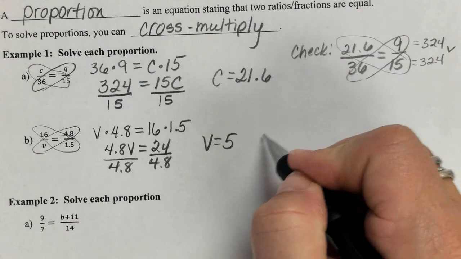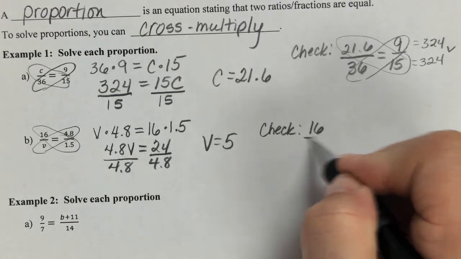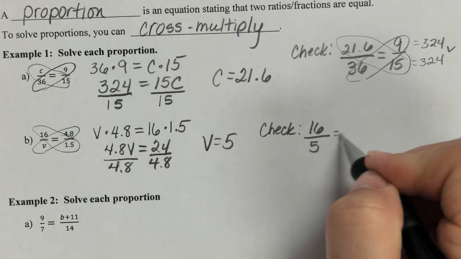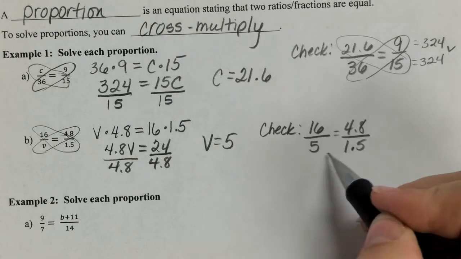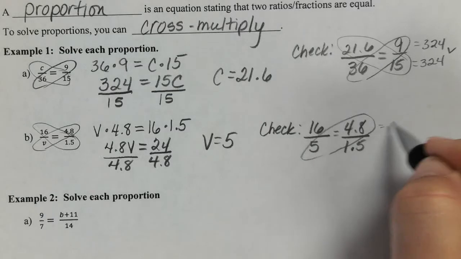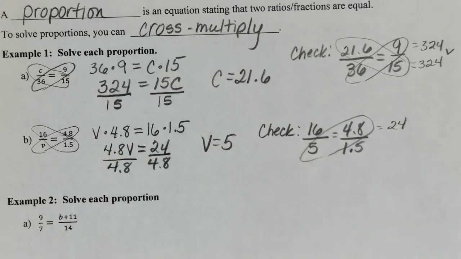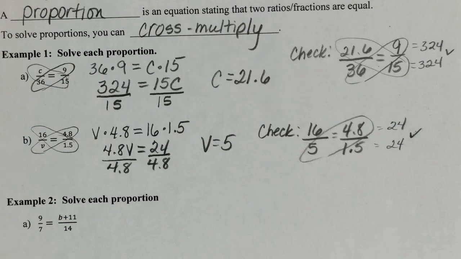To check my answer, I'm going to plug in that value of 5, where V is in the original equation. Then I'm going to use my cross products to see if I have done this correctly. So 5 times 4.8 is equal to 24. And 16 times 1.5 is also equal to 24. So I know I did that right. Not hard at all if you just remember how to set your equation up from your cross multiplication.